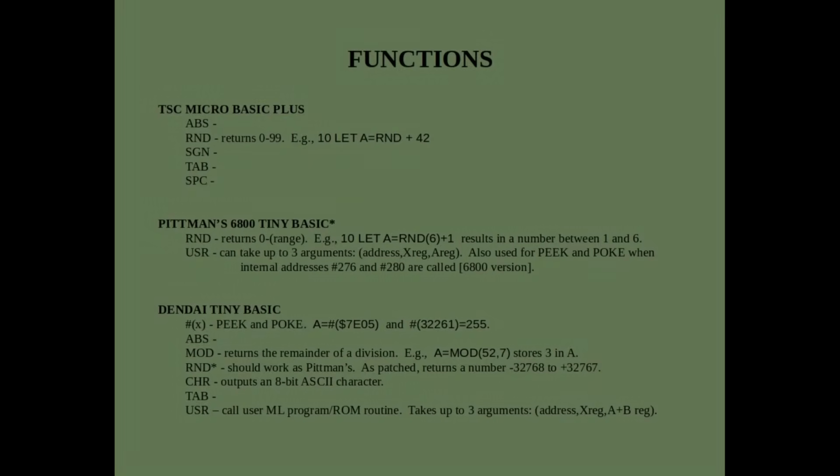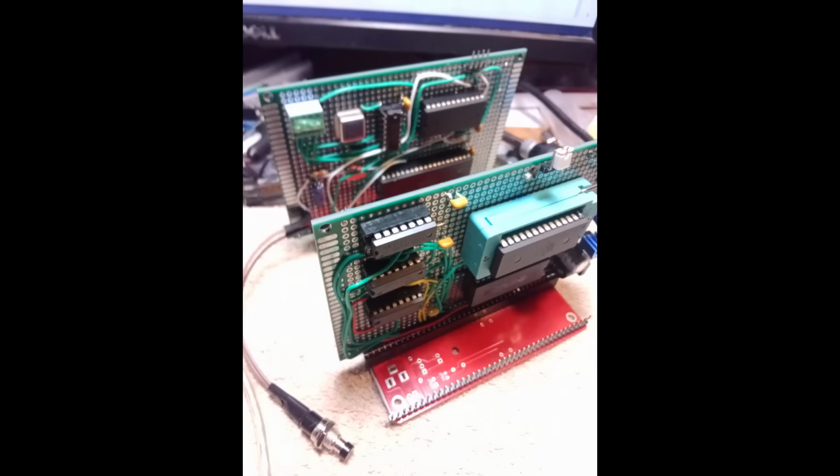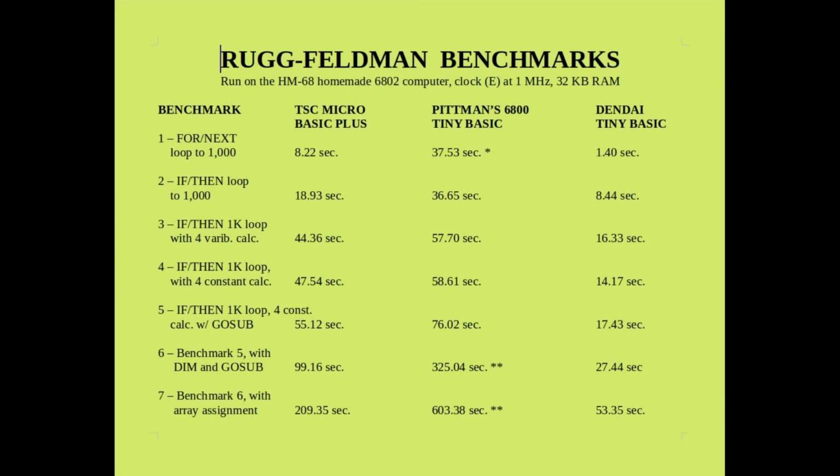pass arguments. The next thing to do was to put these languages through their paces, and what better paces than the original paces? We're going to go back to Kilobaud Magazine, June 1977, where Tom Rugg and Phil Feldman gave us the classic Rugg-Feldman benchmarks. I'm going to run these on my homemade 6802 monster computer running at a megahertz, and here are the results of the tests that I made.